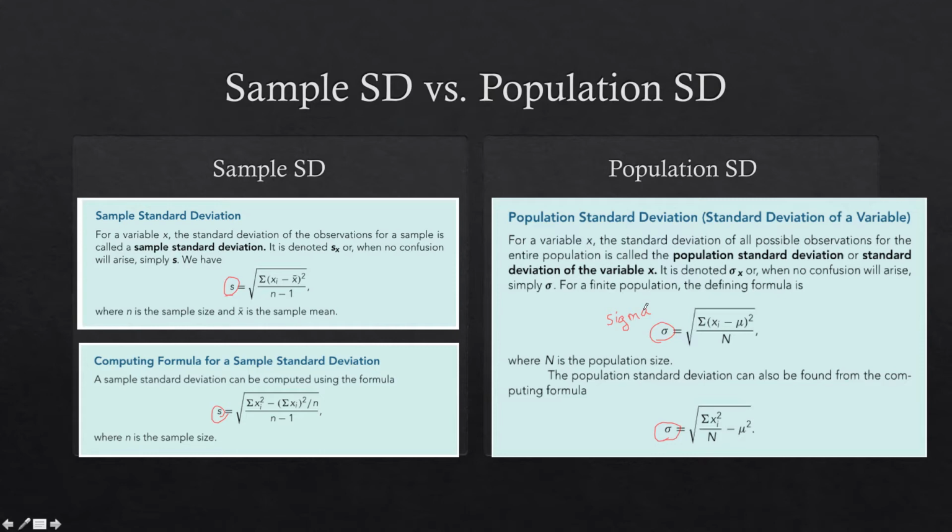Again, in my opinion, the computing formula down here on the bottom right, this one right here, will be the easier of the two to work with, just like I mentioned that this one would be the easier of the two to work with, okay? So one is just used for population data, one's just used for sample data.